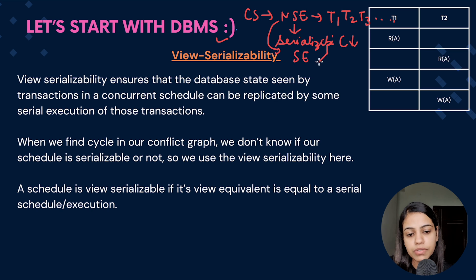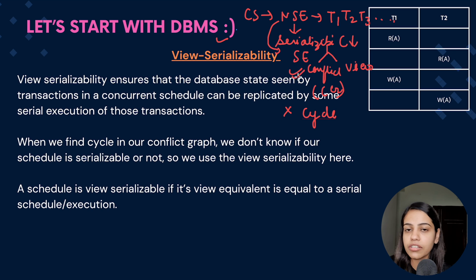Now there were two types of serializability. First was conflict serializability and second was view serializability. In conflict serializability, we draw a conflict graph, or you can say precedence graph, in which we see if the graph has any cycle or not. If the graph doesn't have any cycle, we can say that that particular schedule is a conflict serializable schedule, which means that that particular schedule is serializable.